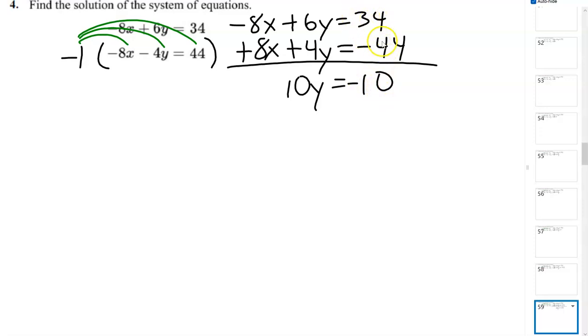Different signs, find the difference. 44 minus 34 is 10. The 44 is the bigger absolute value. Put negative.